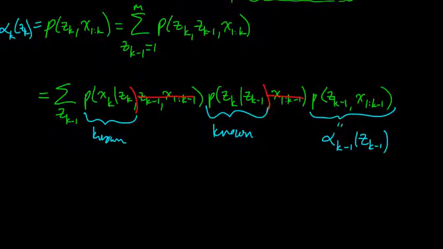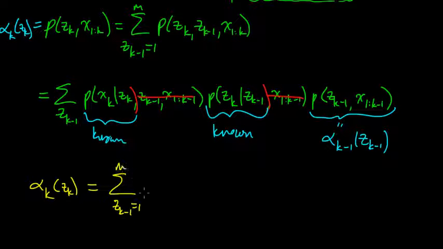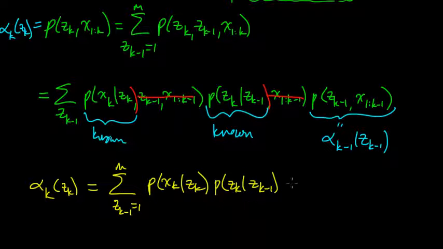So let's write down what we found. Let's write this nice little recursion. We get a recursion formula. Sum over zk minus 1 from 1 to m. The emission probability, xk given zk. The transition probability, zk given zk minus 1. And the thing that we are recursing on, alpha k minus 1 of zk minus 1. So that's nice.